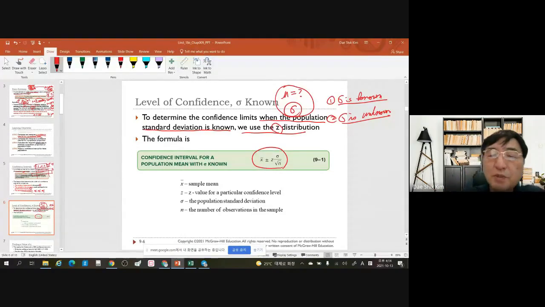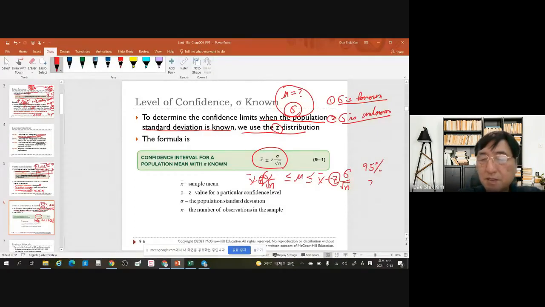Mu is located between X bar minus Z sigma divided by square root n and X bar plus Z sigma divided by square root n. At the 95% confidence level, Z will be 1.96, and you can find this in the normal distribution table. How about 99%?